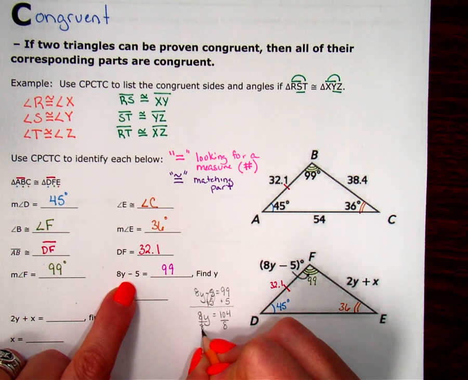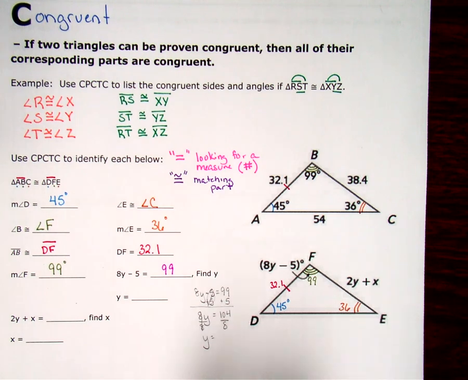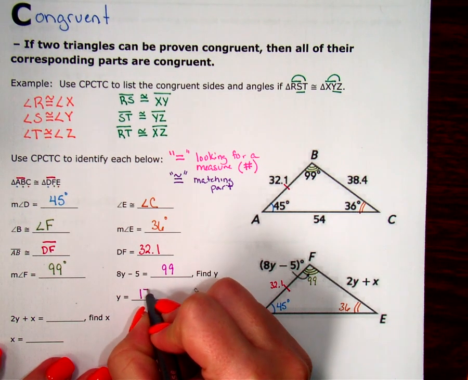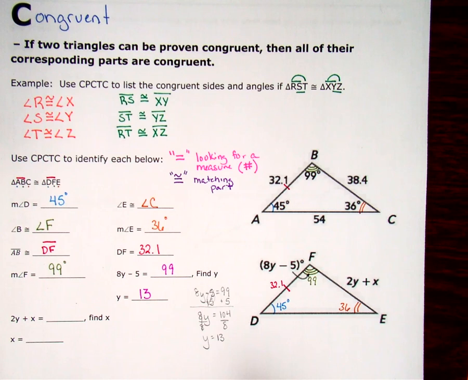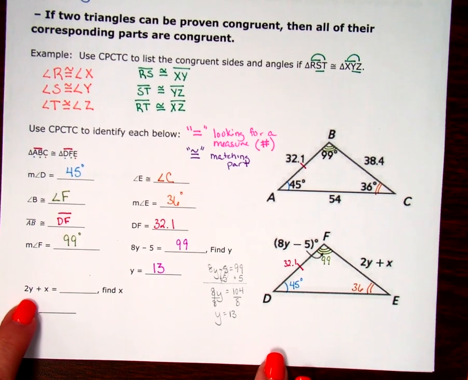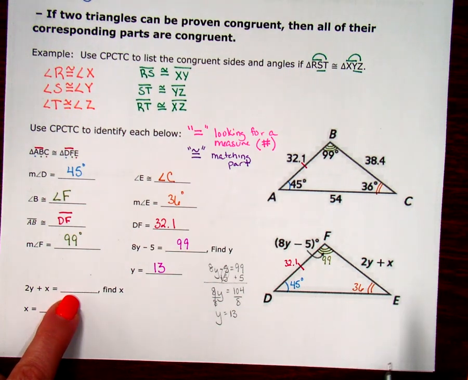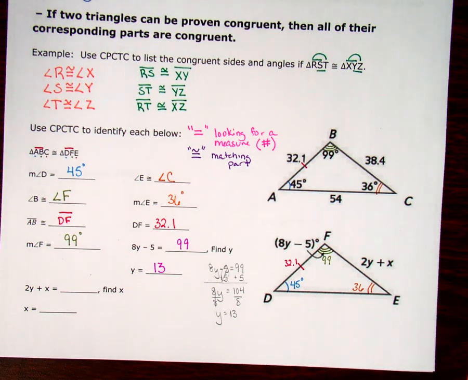I'm going to add 5 to both sides. 8y equals 99 plus 5 is 104. Divide both sides by 8. 1y equals, let's see, 104 divided by 8 is 13. So y equals 13.